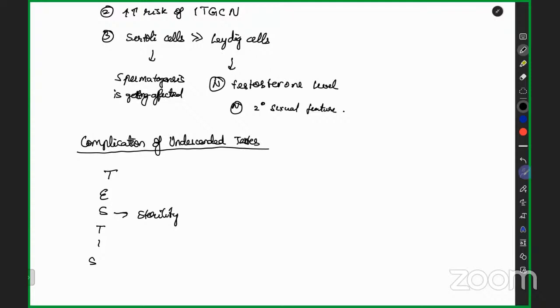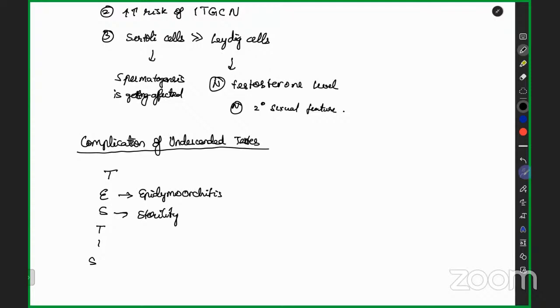Now, if the testis is present in the inguinal canal, what happens? Your body will start to insult it. I told you, right? So what is that called? When our body insults any foreign agent, we call it inflammation. So how do we represent inflammation? Itis. So this is epididymo-orchitis. So it is going to cause epididymo-orchitis.